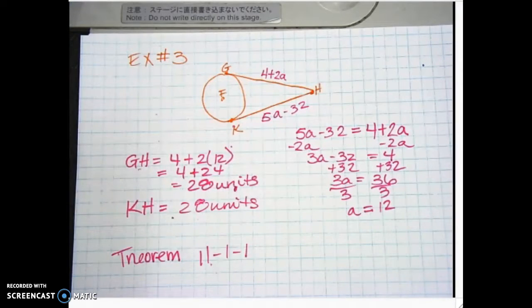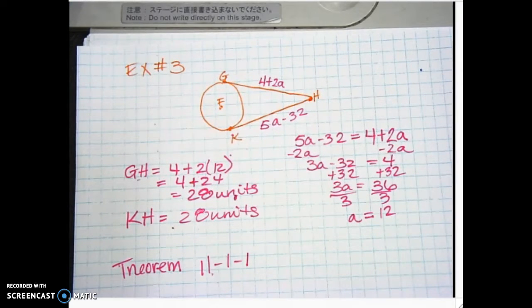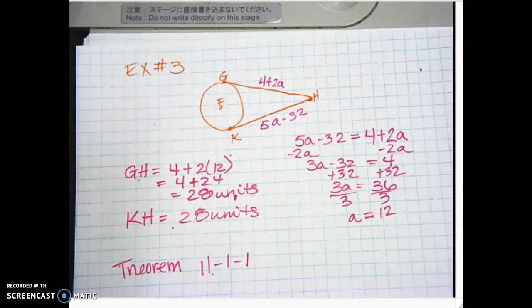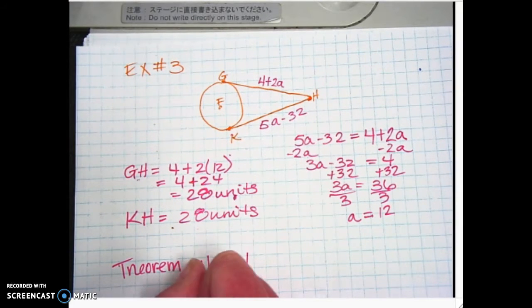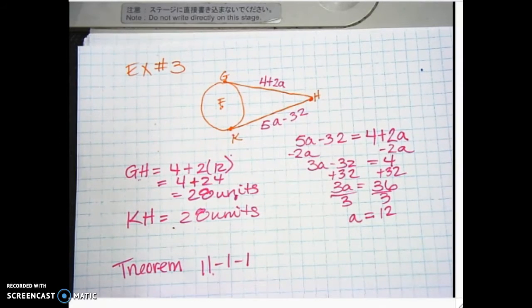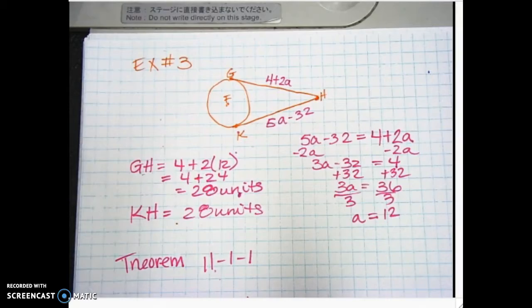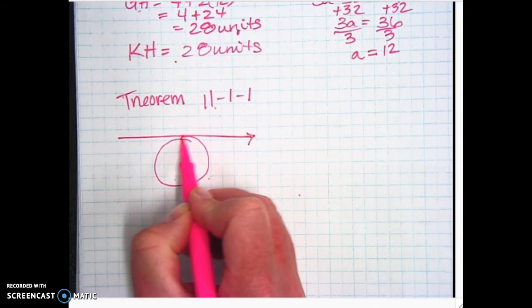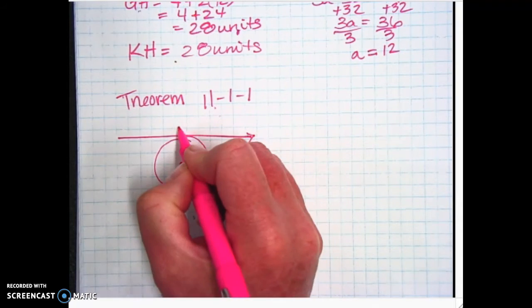Got two more theorems. One of them says this, Theorem 11-1-1. If a line is tangent to a circle, then it is perpendicular to the radius drawn to the point of tangency. So we're going to draw a circle. We'll call this circle A. And there's a line tangent to this circle. So we have our circle A. We have a point of tangency right here. We'll call it B.